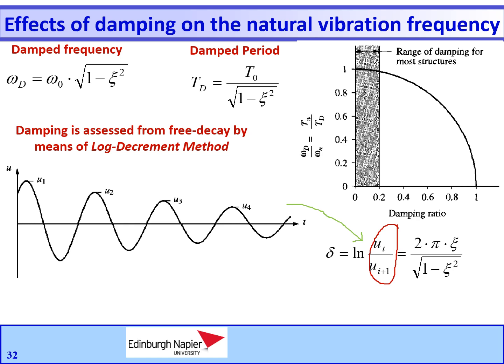The natural logarithm of this ratio is called the logarithmic decrement, and we denote that by delta. If the damping ratio is small, then we get an approximate equation where the logarithmic decrement is a linear function of the damping ratio.